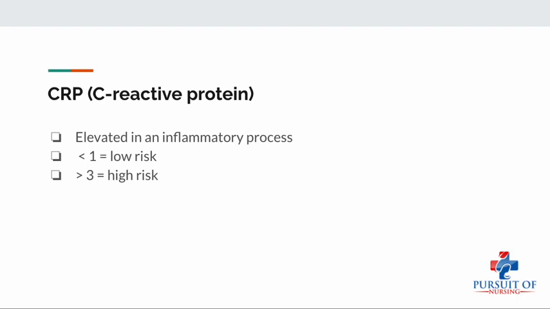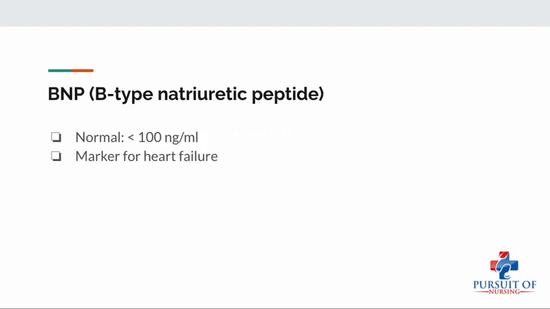CRP, or C-reactive protein, is always elevated in an inflammatory process. A CRP of less than 1 is equivalent to a low risk for the development of heart disease, and a CRP of greater than 3 puts the patient at a high risk for the development of heart disease. BNP, or B-type natriuretic peptide: a normal value of a BNP is less than 100. BNP is a marker for heart failure. BNP is released and elevated in response to any arterial or ventricular stretch. So the higher the level of BNP, the more severe the heart failure is.